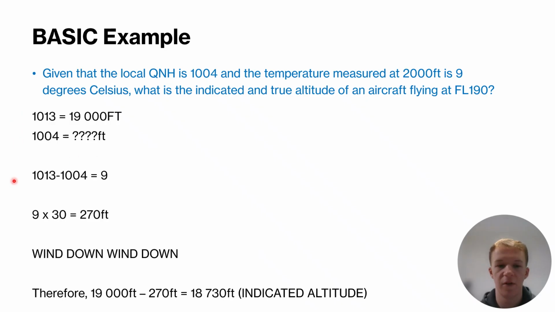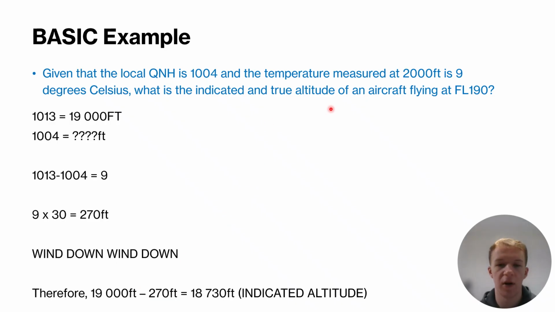Find the difference between the 2 hectopascals, times it by our 30 feet. Figured out, do we wind up, do we wind down? In this case, winding down to get 1004. Therefore, our altitude winds down by that amount there. So we minus it and get 18,730 feet indicated altitude. Perfect. That's 4 marks and 1 question already done.